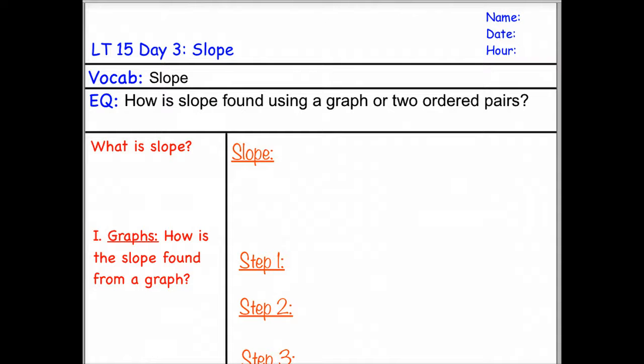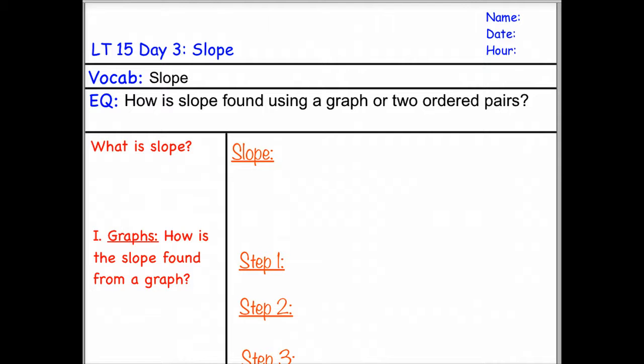We are talking about the slope. So we want to know, how is slope found using a graph or two ordered pairs. So we're going to have two videos here. The first video is going to talk about finding slope using a graph, and the second video is going to talk about finding the slope with two ordered pairs.